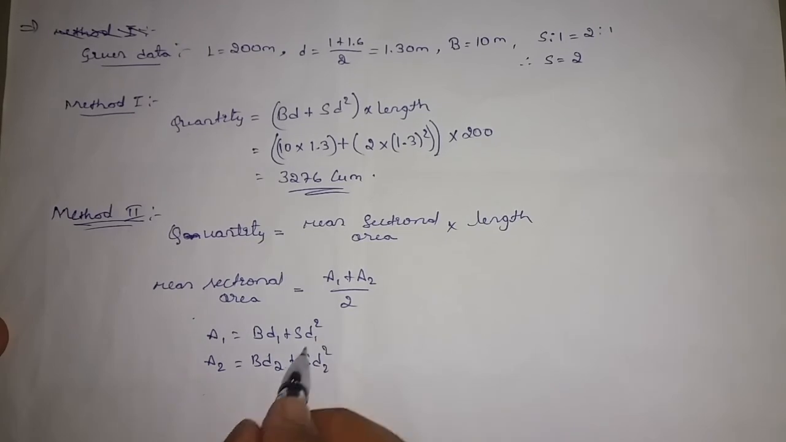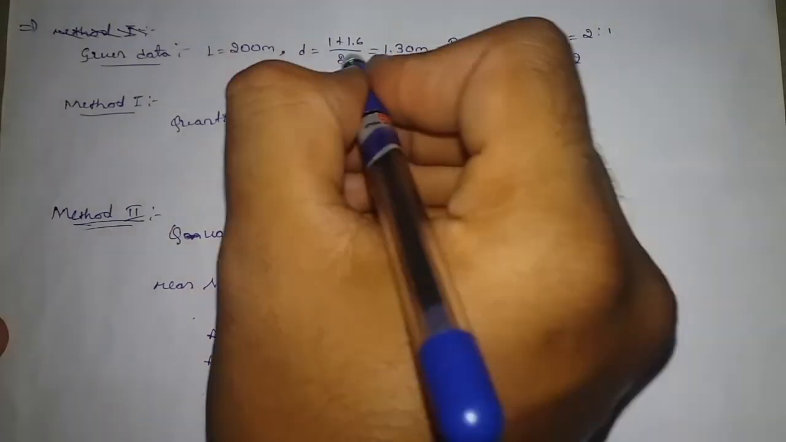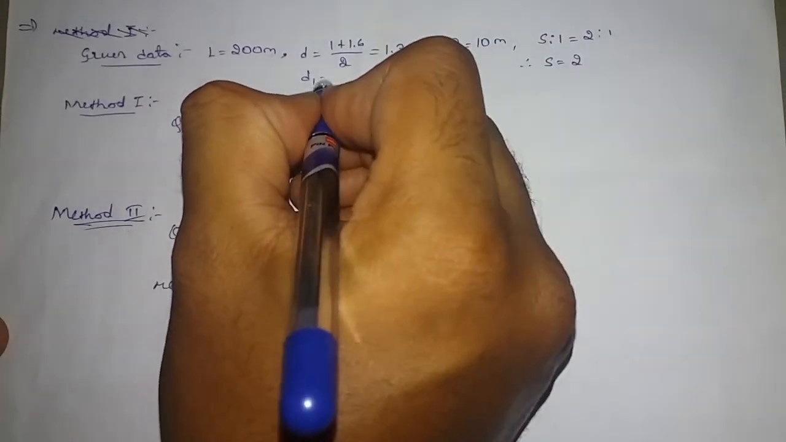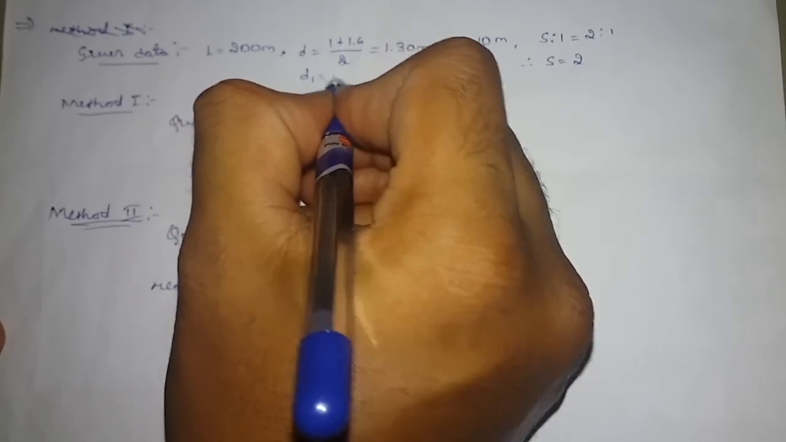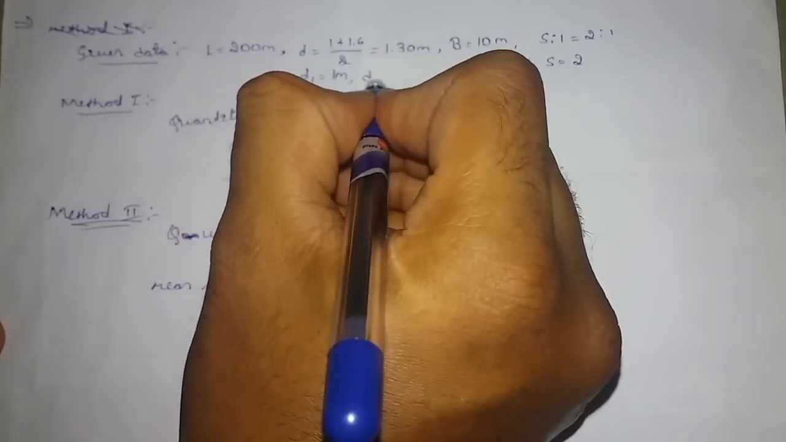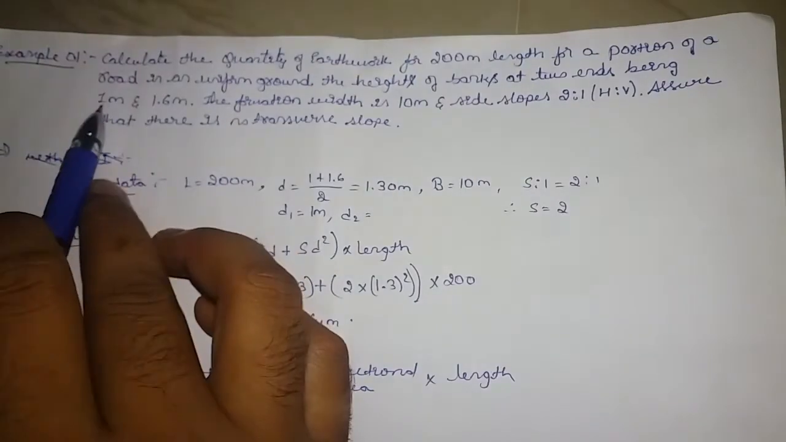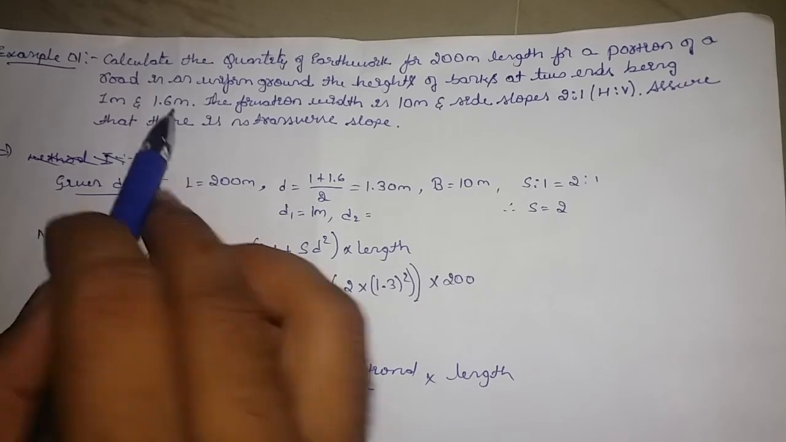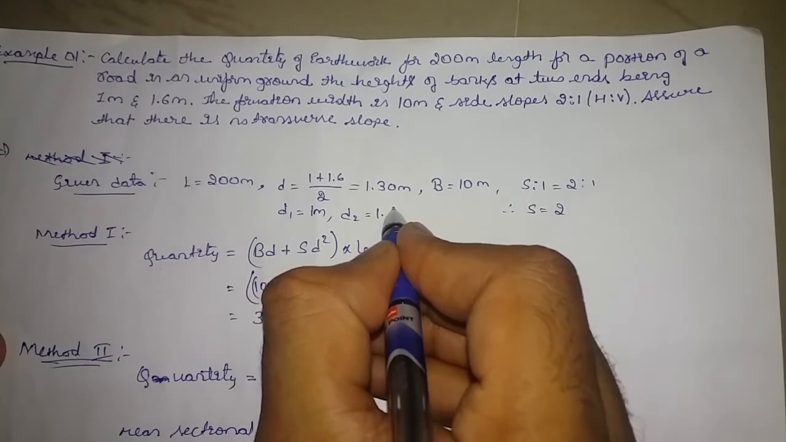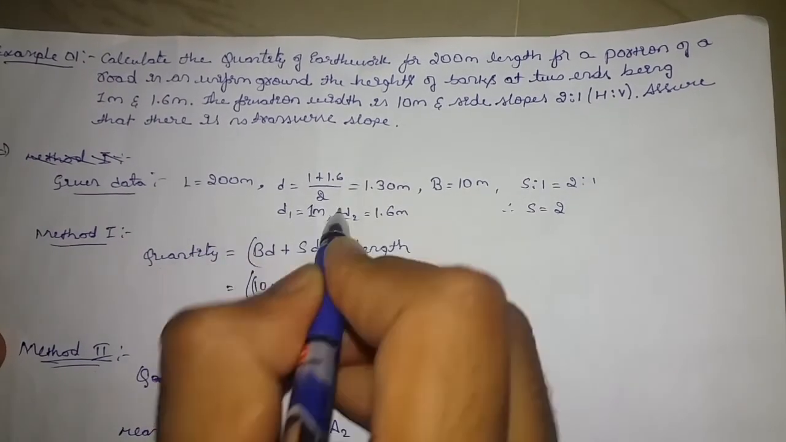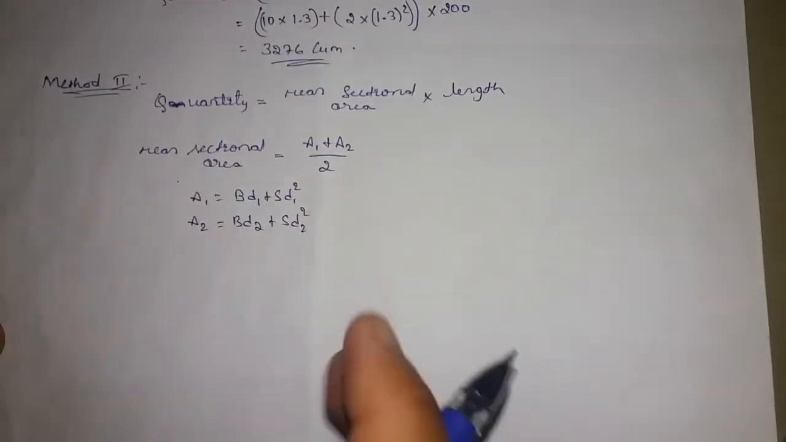So here D1 and D2 are two different things. D1 is equal to how much did you get? You got it as 1 meter, right? D2 is equal to how much? It is given in the question, see here, 1 meter and 1.6 meter. So D2 is 1.6 meter and D1 is 1 meter. Those values I'm substituting here.